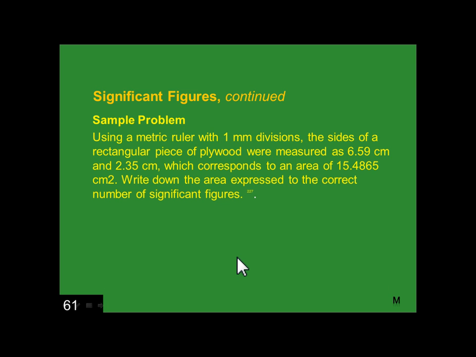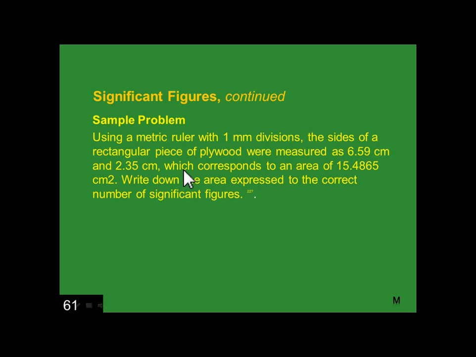Okay, so let's practice this. Using a metric ruler with 1 millimeter divisions, the side of a rectangular piece of wood was measured to be 6.59 centimeters and 2.35 centimeters, which corresponds to an area of 15.4865, in other words, square centimeters, centimeters squared. That should be a superscript.